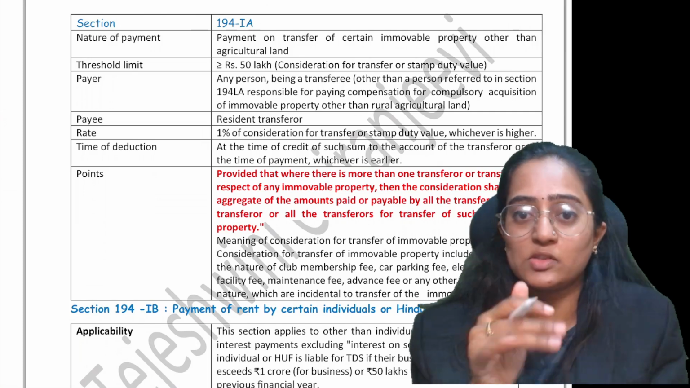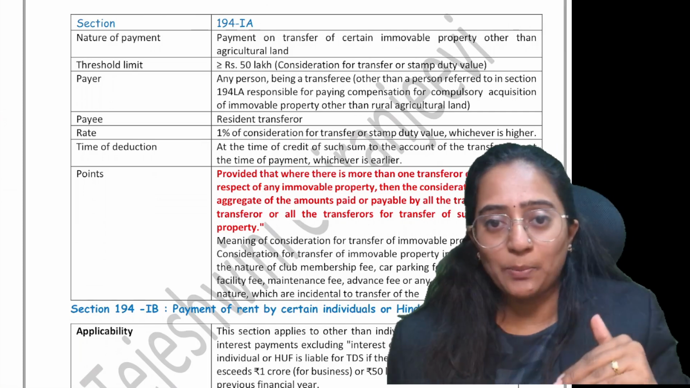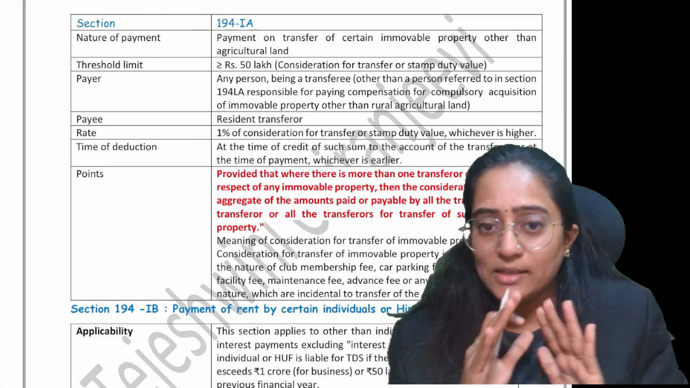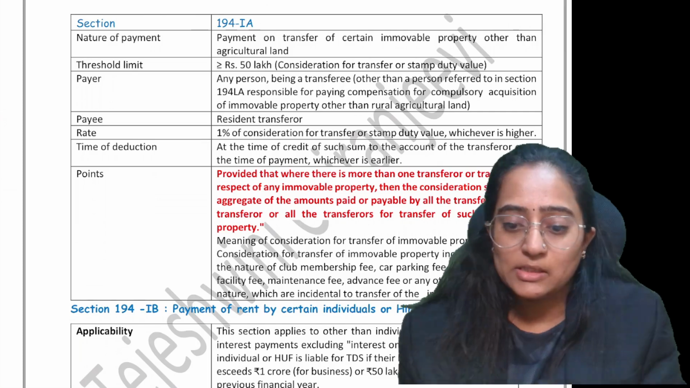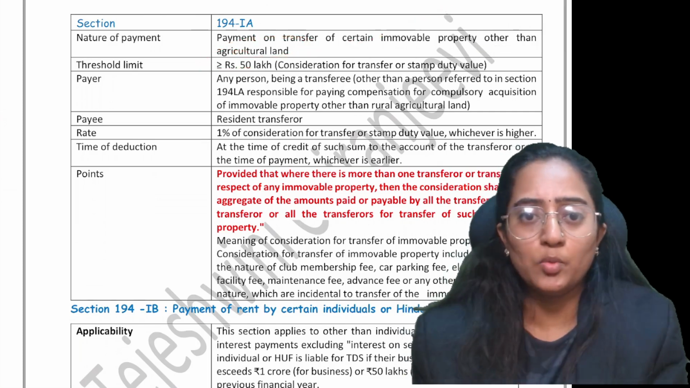Agricultural land is not a capital asset at all. You transfer it, and you don't get any capital gain. There is no tax involved, hence there is no TDS also. This is other than agricultural land. You're transferring an immovable property.